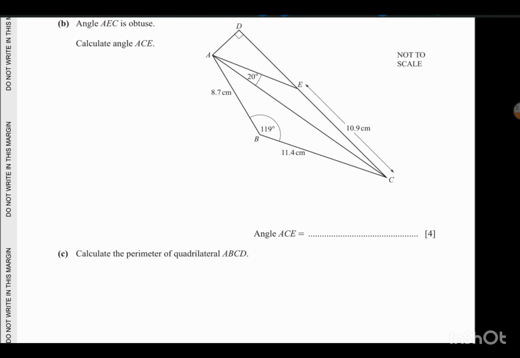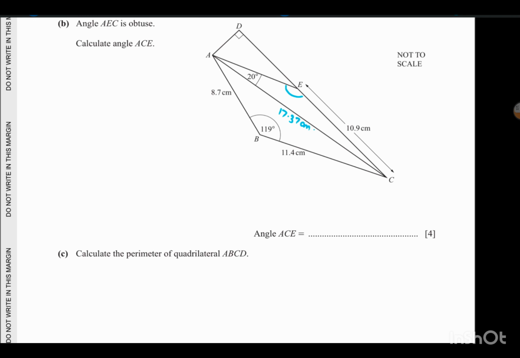Question number B. Angle AEC is obtuse. I had copy pasted the diagram here again. So this angle is an obtuse angle they are saying, and they are asking us to calculate angle ACE, this angle. So to find first this angle, we will have to use the sine rule here. We already got AC as 17.37, so we'll write it here, 17.37 centimeters.